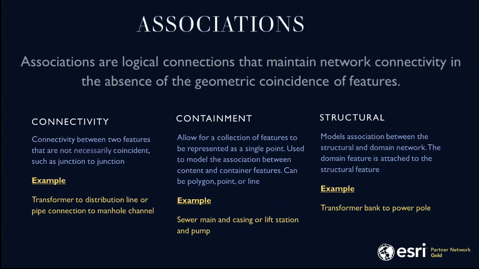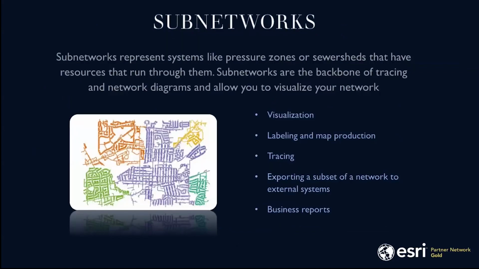We also have associations, which define the relationship between different features in the network. We have connectivity associations, which are connectivity between 2 features that aren't necessarily coincident, like our junction-junction. We have containment, which allows a collection of features to be represented as a single point, like a sewer main inside of a casing, or a pump inside of a lift station. We have structural associations, which model associations between the structural and domain network, like a transformer bank to a power pole. And lastly, we have our subnetworks.